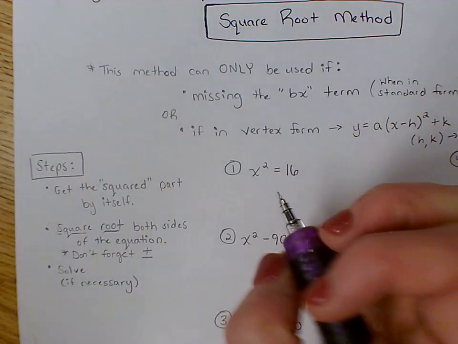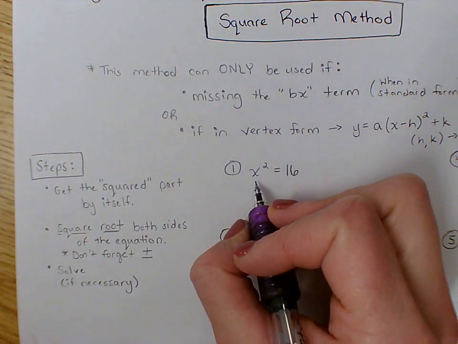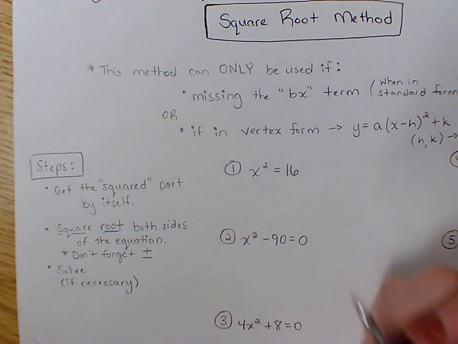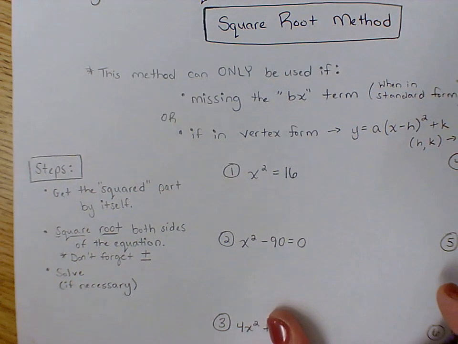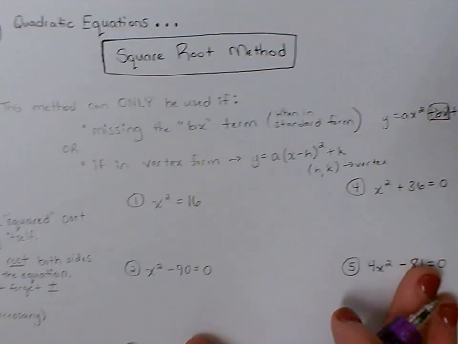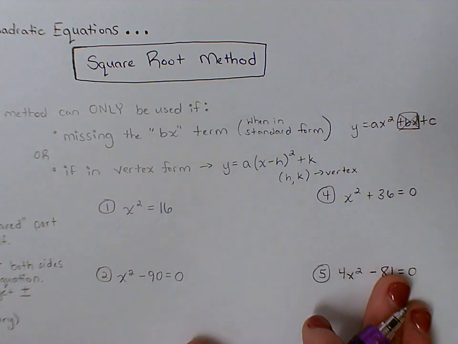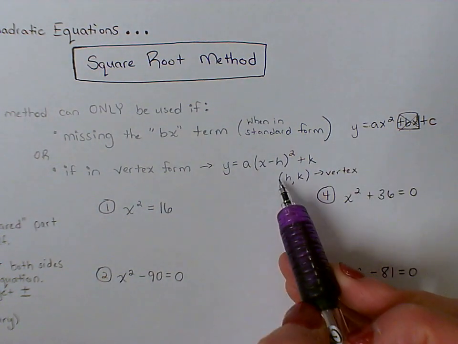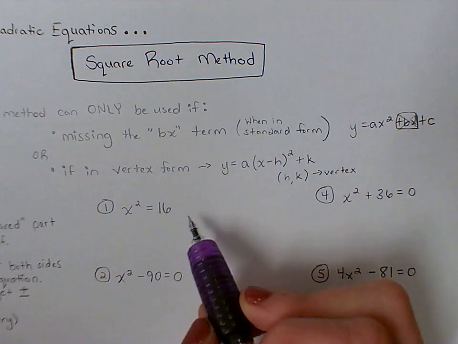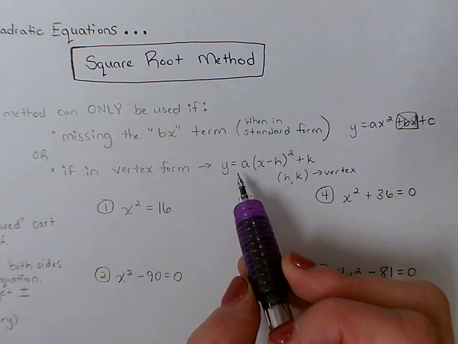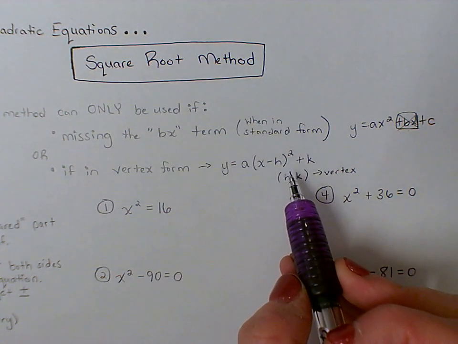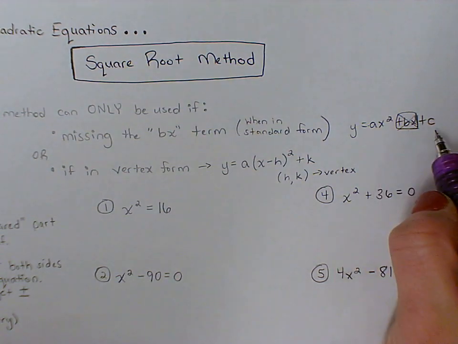So this first example, you've got x squared equals 16, and it's going to say something like solve that equation, okay? Well, you're going to look at that equation to begin with, and you're going to ask yourself, are either of these happening? So if you quickly glance at that, you can tell that it's not in this form. So that's not happening.